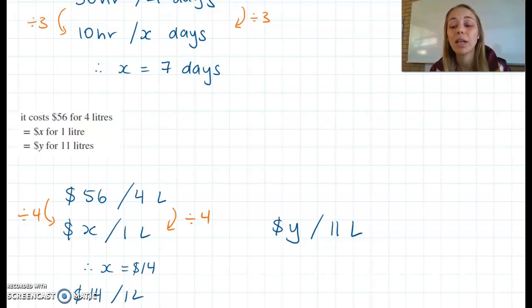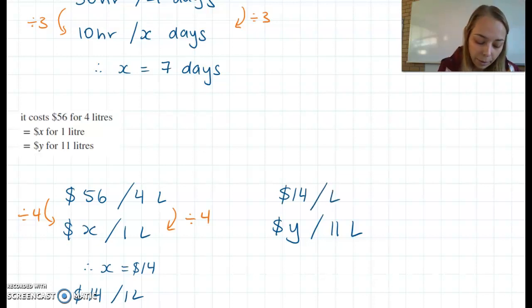Now we're going to use that information of the simplified rate to do the second part of this problem solving. Okay, so the easiest way to now go to this y dollars per 11 liters is to use our information of $14 per 1 liter, because if we started with the information that we were given, which was this 56 per 4 liters, and we tried to jump to 11 liters, it would just be a more complicated division and multiplication that we would need to do. Alright, so we now know $14 per 1 liter.